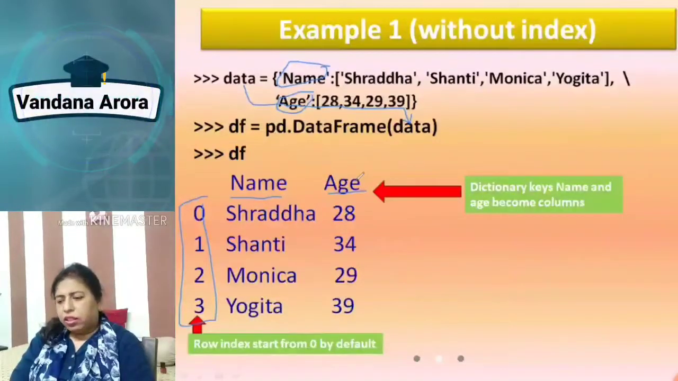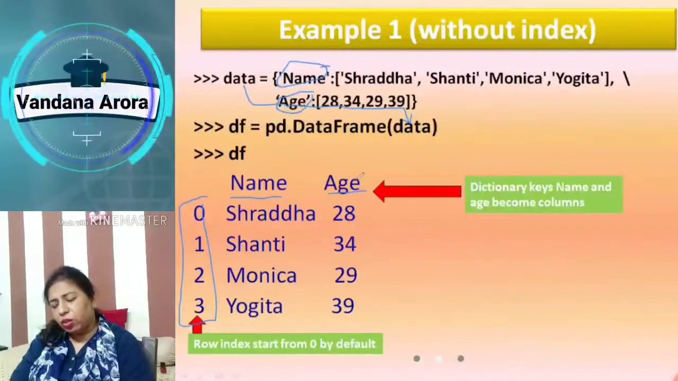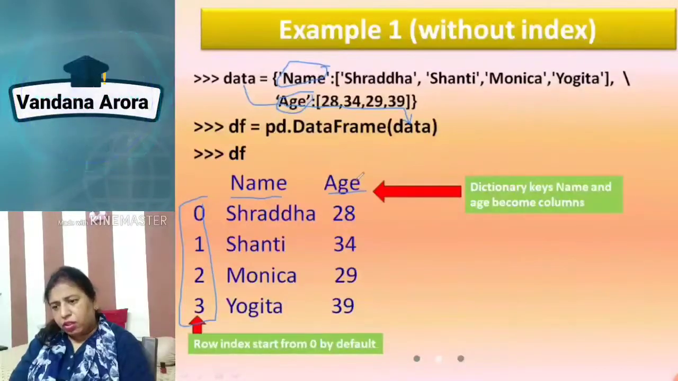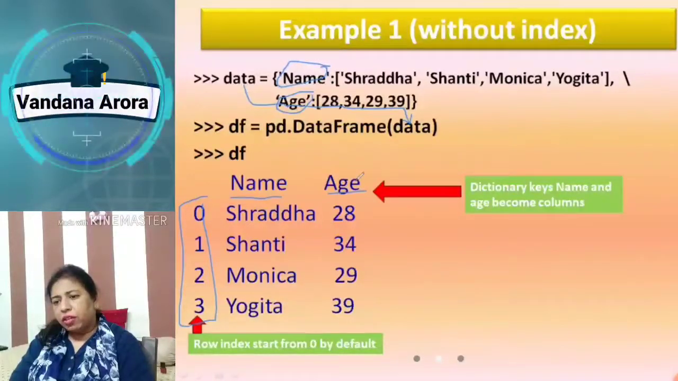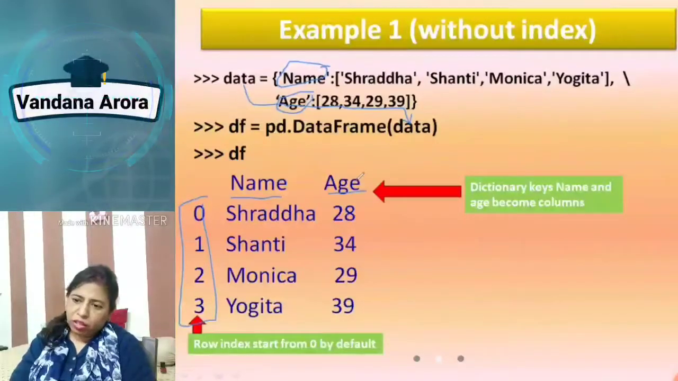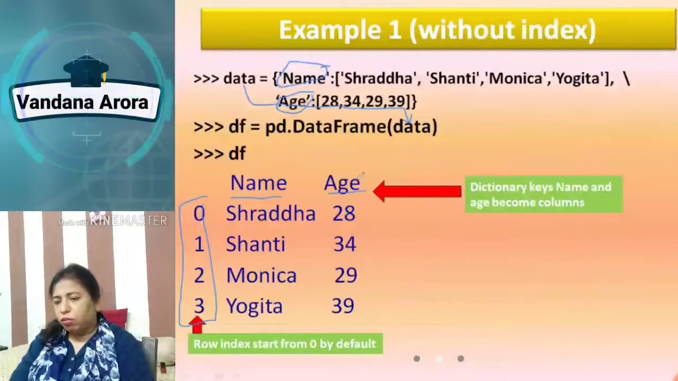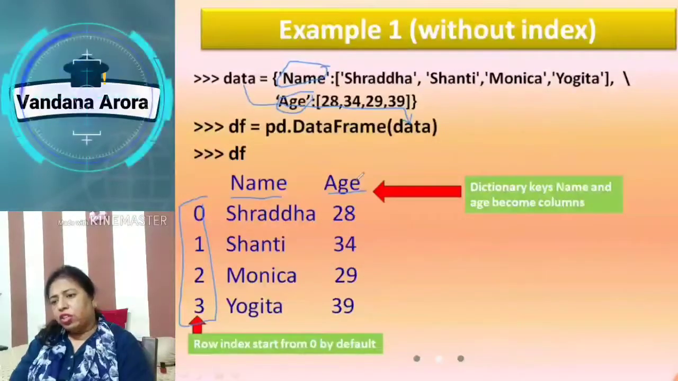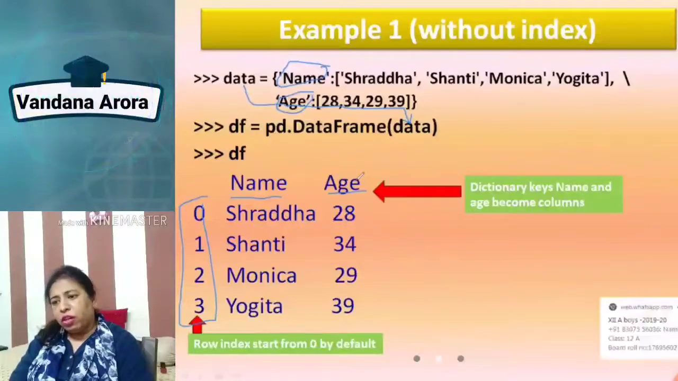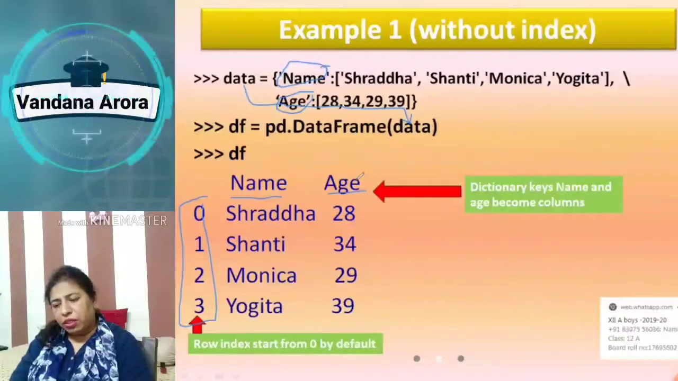Clear? In this session, we have covered three syntaxes. First is how to create the empty data frame. Second, how to create the data frame from the list, nested list, and third one is creating the data frame from the dictionary, where dictionary contains the key-value pairs and values are stored in the form of lists. Clear? It means it is the combination of both dictionary as well as list.